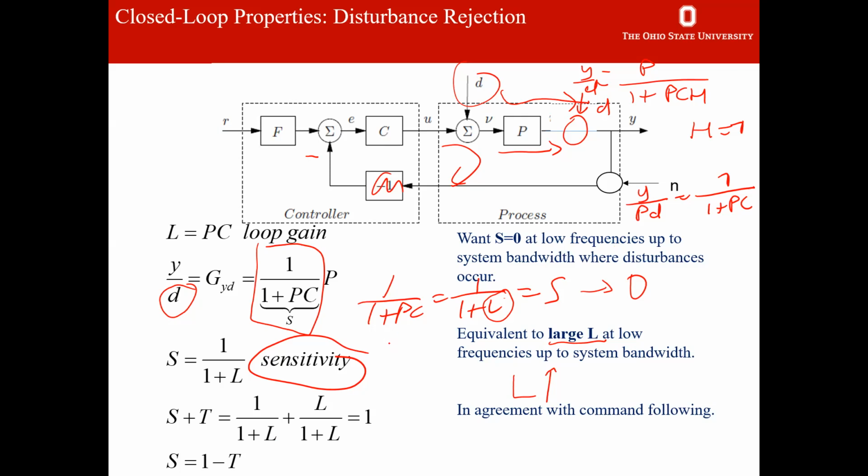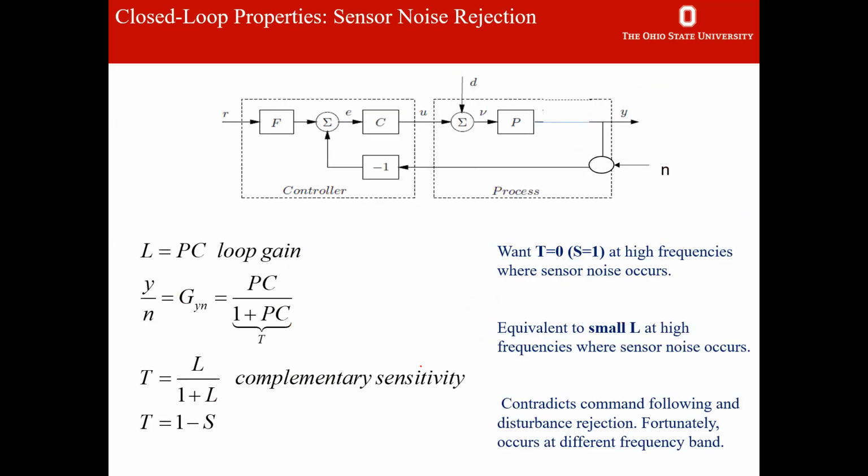Now, this one is called sensitivity minimization or disturbance rejection. And Bode has a whole book on sensitivity minimization using these Bode plots, etc. Okay. Now we have other constraints. One is noise. Remember, noise is going to happen at high frequencies.